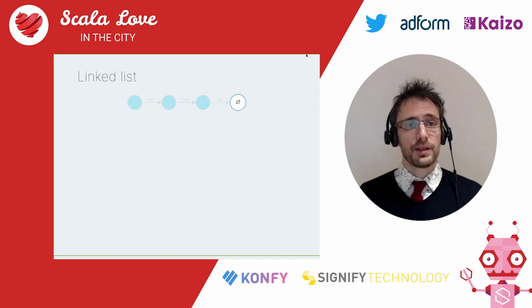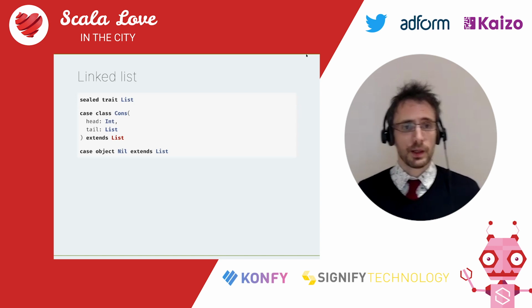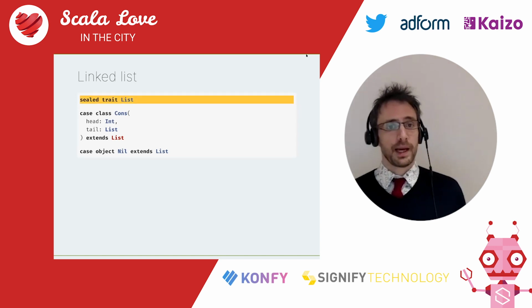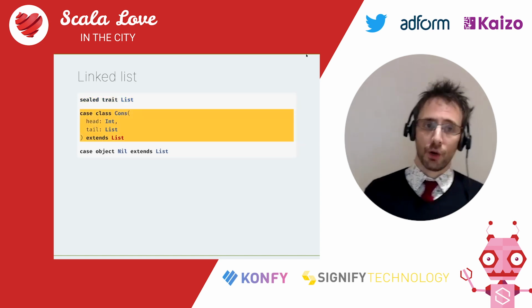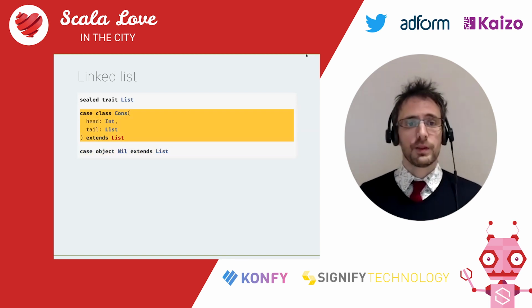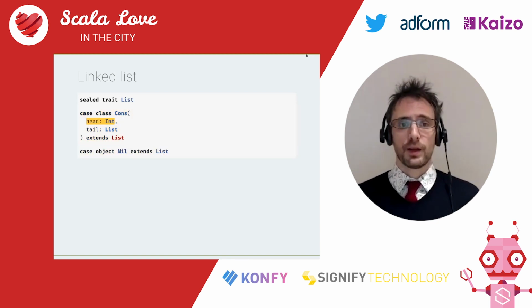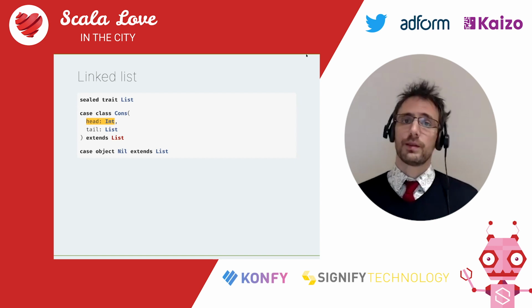This is fairly straightforward to implement in Scala. You'd have a subtype list, which can either be a cons or a nil. And if it's a cons, then it contains a head and a tail. And if you look at the type of head, we're not even making a polymorphic list. This list is monomorphic. It only contains integers.